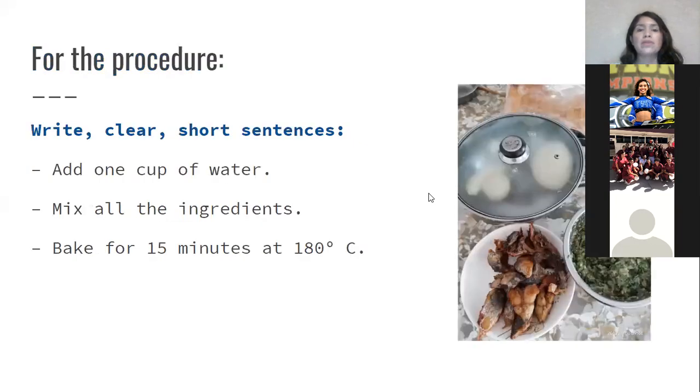For the procedure, okay, so we have already finished with the ingredients, which is actually pretty easy because we just have to mention the name of the ingredients you're gonna need. Write clear, short sentences. For example, add 1 cup of water, mix all the ingredients, bake for 15 minutes at 180. It could be Celsius or Fahrenheit, right?